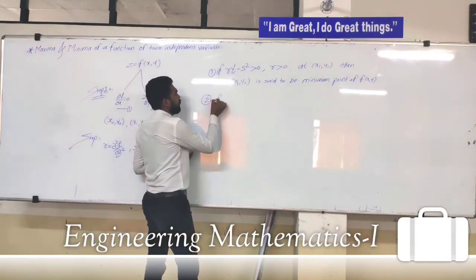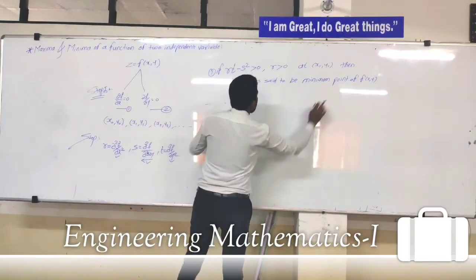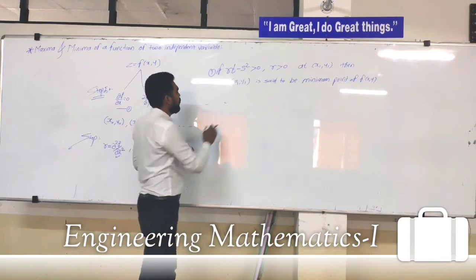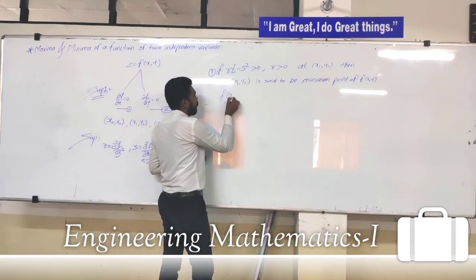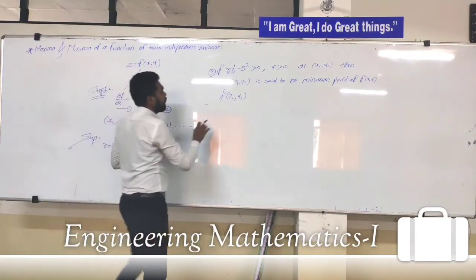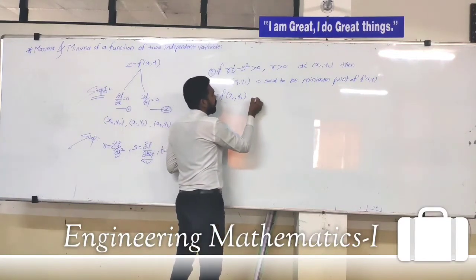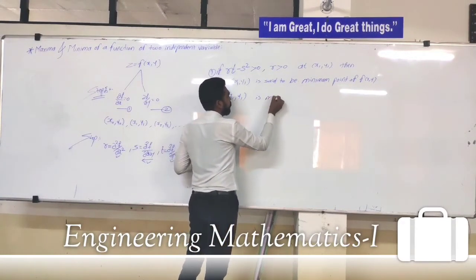So x1 y1 is said to be a minimum point, and if we substitute this minimum point in the given function f of x y, then the value we get, f of x1 y1, is a minimum value.